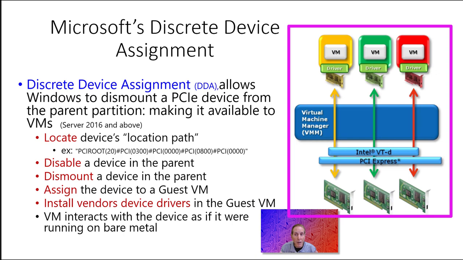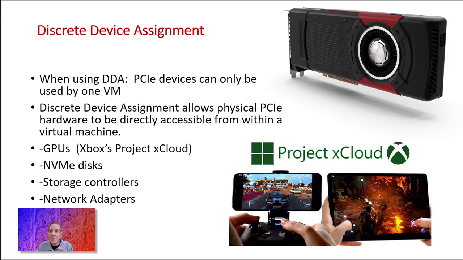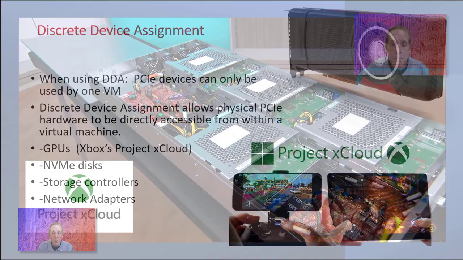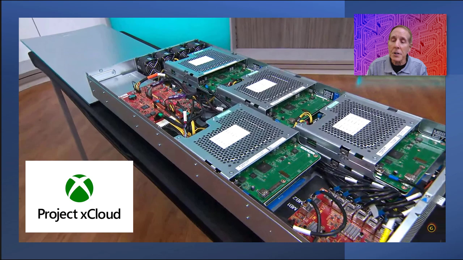Now, when you're using DDA, the PCI Express device can only be used by one virtual machine. This allows it to be accessed directly within that virtual machine. So you could do GPUs, such as for Xbox Project xCloud, NVMe disks, storage controllers, network adapters, whatever. This is an actual picture of the servers that make up Project xCloud.